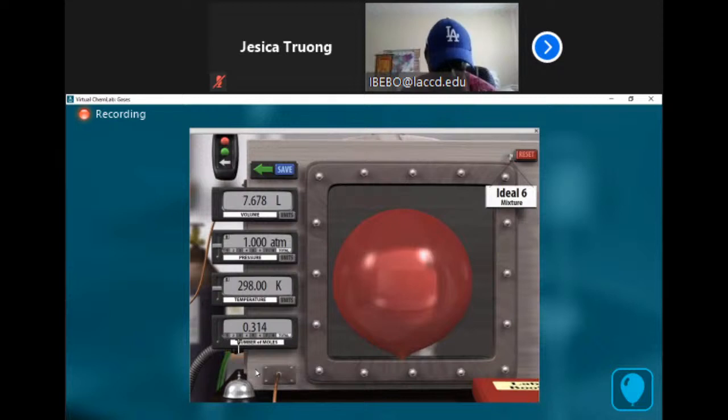Where's the dial? Where have you been looking at? I've been looking at the video that's on my phone. I couldn't get it on the computer. Okay, so that is why you're having this problem. The dial is, do you see the balloon? Yes. Okay, to the left of the balloon, there are four dials. Oh, okay. Those are the dials. Okay.